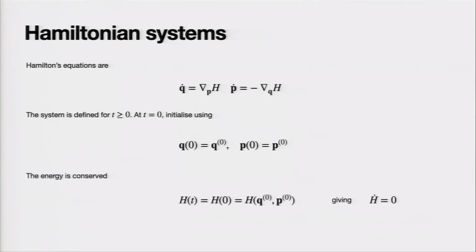And the most important property of Hamiltonian systems is that the Hamiltonian is conserved over time. So if you plug in the values of the initial conditions into the Hamiltonian, that value will stay constant. So the time derivative of H is going to be 0 at all times.